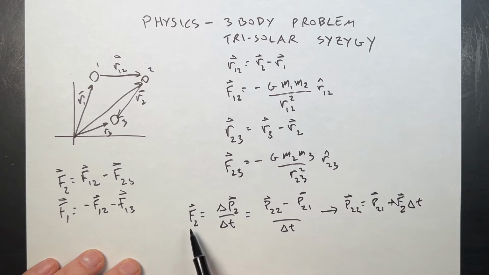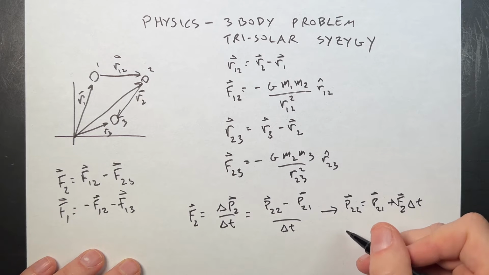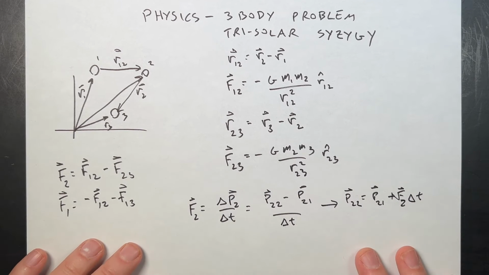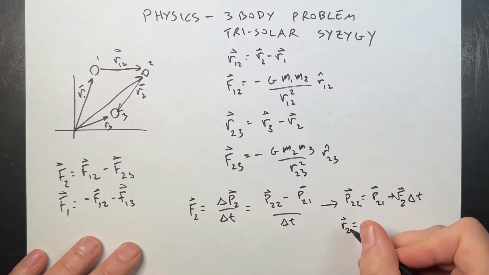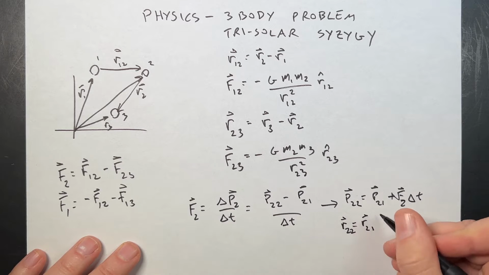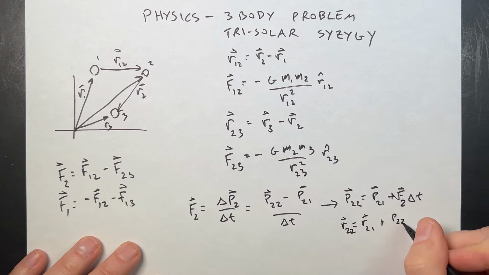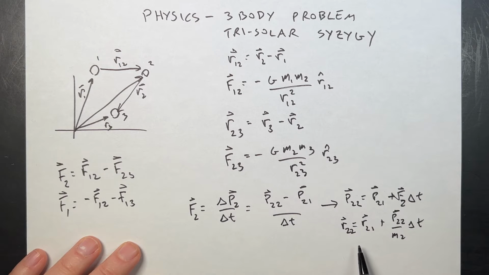Then I can do the same thing using the definition of average velocity. I don't want to spend a lot of time on this because I've done it like a billion times. And I get R2,2 is R2,1 plus P2,2 over M2 delta t. So this is just updating the position using the velocity.